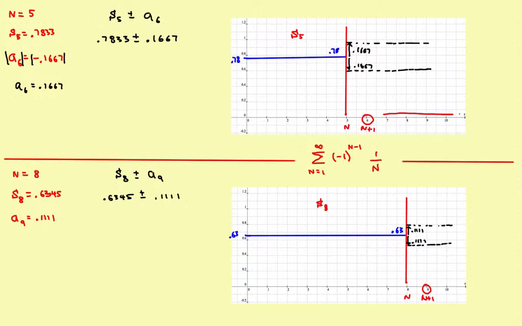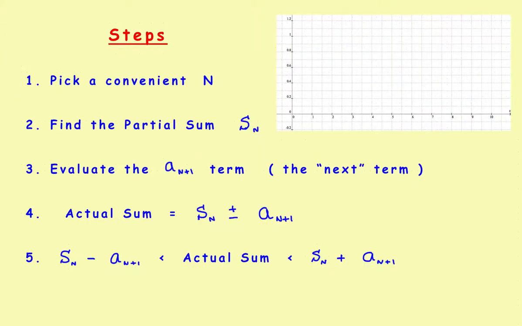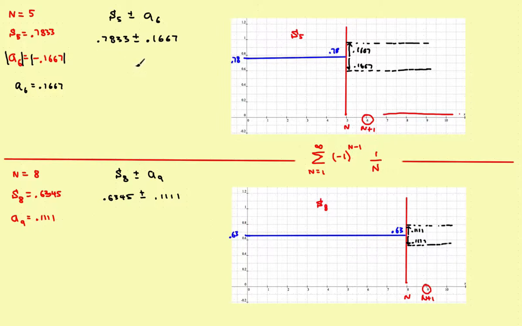So let's continue on. You want to know what that range is. So the next thing, you've got this. The actual sum has to be the partial sum minus the remainder, or the partial sum plus the remainder. It has to fall in that range. So we'll write this as the actual sum has to be from 0.7833 minus 0.1667 to 0.7833 plus 0.1667.